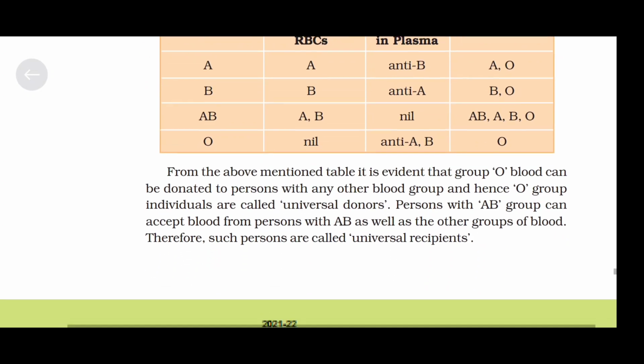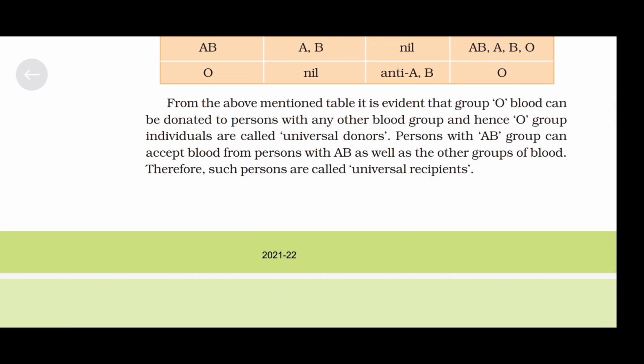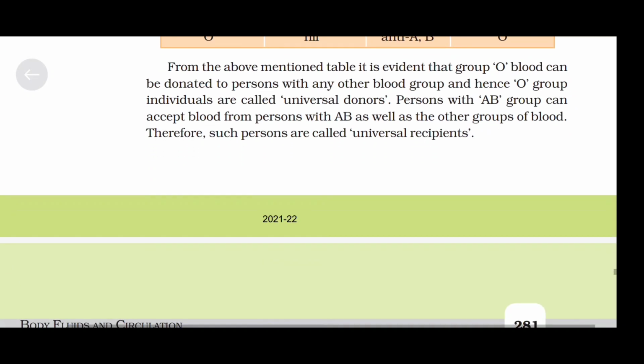From the above-mentioned table, it is evident that group O blood can be donated to persons with any other blood group, and hence O group individuals are called universal donors. Persons with AB group can accept blood from persons with AB as well as the other groups of blood. Therefore, such persons are called universal recipients.